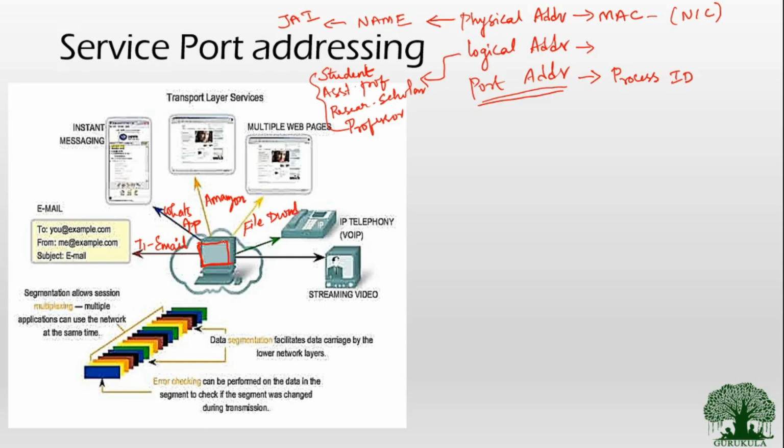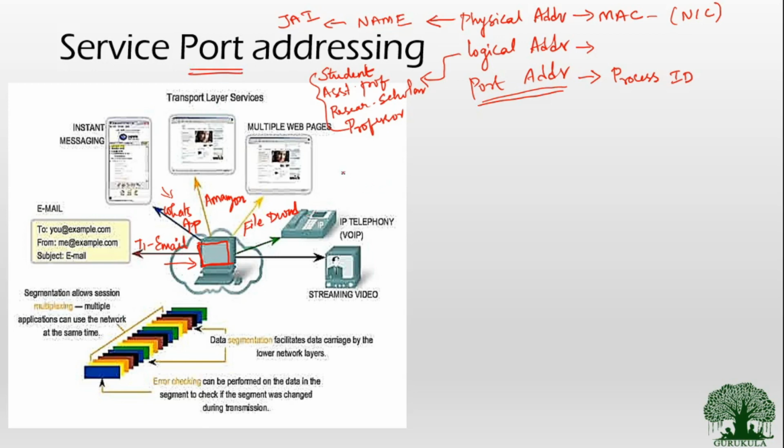Likewise, in one particular machine there are several processes running. If I receive any particular email, that has to be delivered to this particular tab, and if I receive any messages through WhatsApp, then that should be delivered in this particular tab. So how do I differentiate all these tabs? By using port addressing. Each and every tab uses a different protocol, depending upon the type of application that I am using.